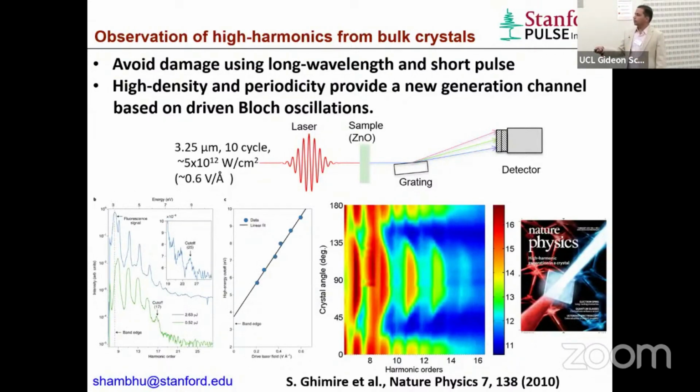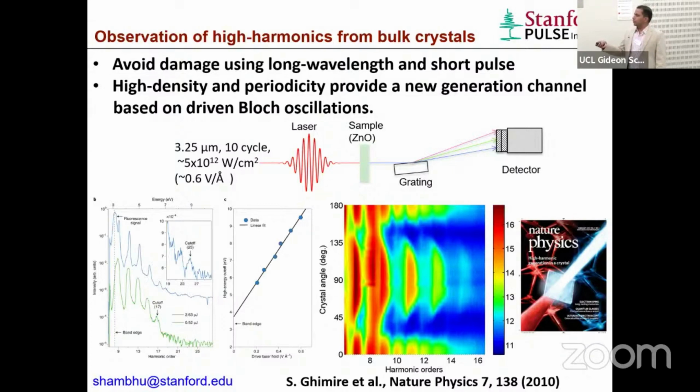nice high harmonics. We observed up to like 25th harmonic order with a relatively small amount of laser intensity. As you note here, 10 to the 12 watts per centimeter squared is a modest peak intensity, right, for this audience. I mean, in the gas phase, we use 10 to the 14 watts per centimeter squared type of intensities. And this is the crystal orientation dependence of the harmonics.